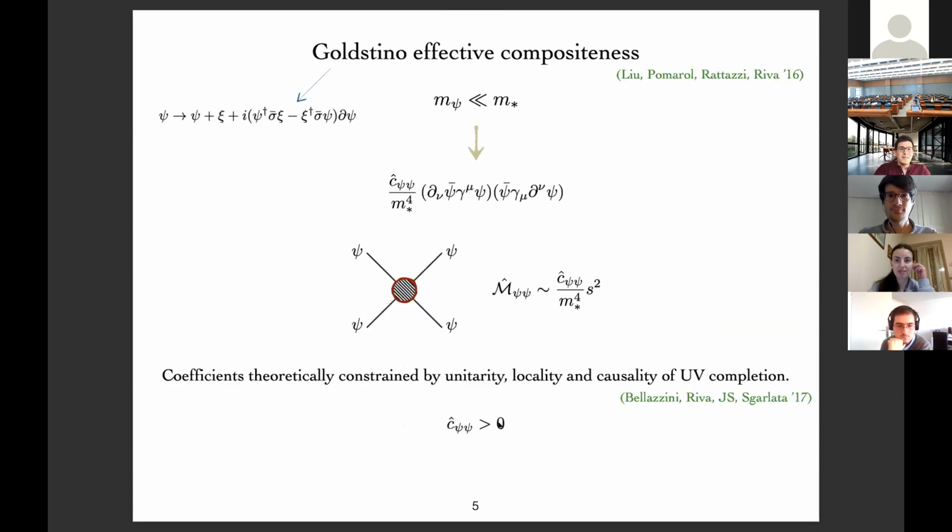Let me note in passing that there is just one other type of theoretically consistent effective compositeness, providing as well a natural separation between the particle's mass and its compositeness scale, that in this case is associated with a non-linearly realized supersymmetry. This is why the name of Goldstino compositeness. So the leading genuine effects are encoded in dimension 8 four-fermion operators with 2 extra derivatives with respect to the standard compositeness, which lead to amplitudes that grow like a higher power of the energy. And in addition, its coefficients are theoretically constrained to be positive if their UV completion is to be unitary, local, and causal.